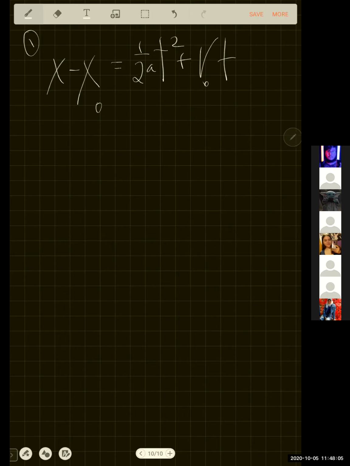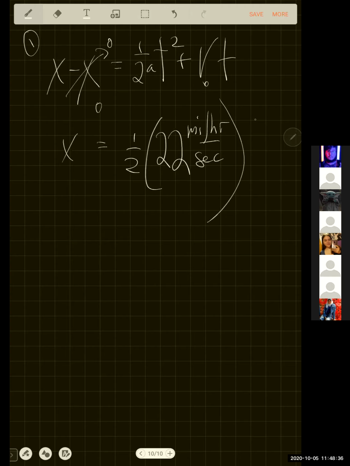So for initial position, I put 0. Awesome. I totally agree. So it'd be x minus 0. Right. Okay. Keep going. And then it's 1/2 22, times 1 squared. And I'm going to put the units in. Yes, absolutely. And then it'd just be plus 0 times 1. Absolutely. Plus 0.